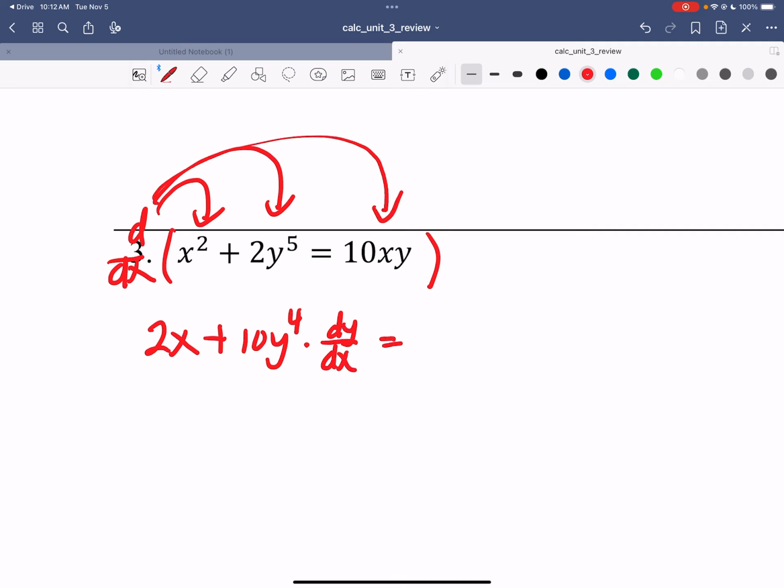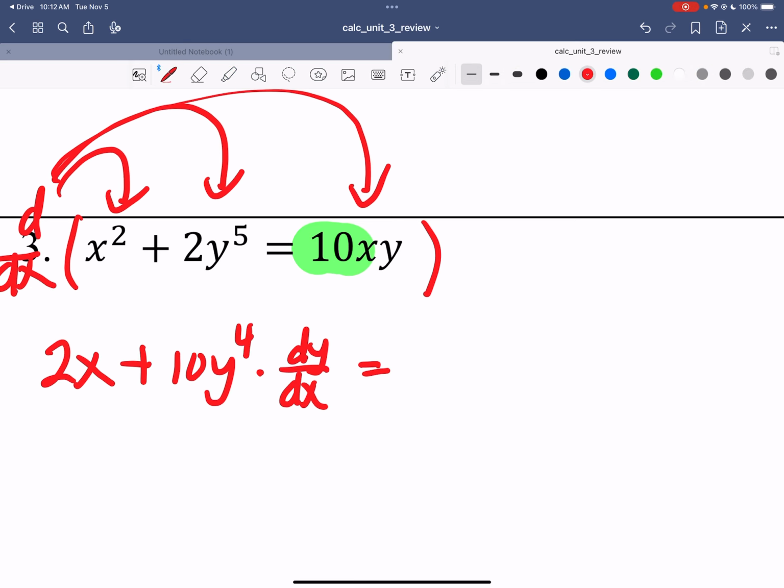And the derivative of this is going to be chain rule. So the first one is going to be 10x. Derivative of 10x, no, product rule. Derivative of 10x is going to be 10 times y plus the derivative of y, which is dy dx, times 10x.